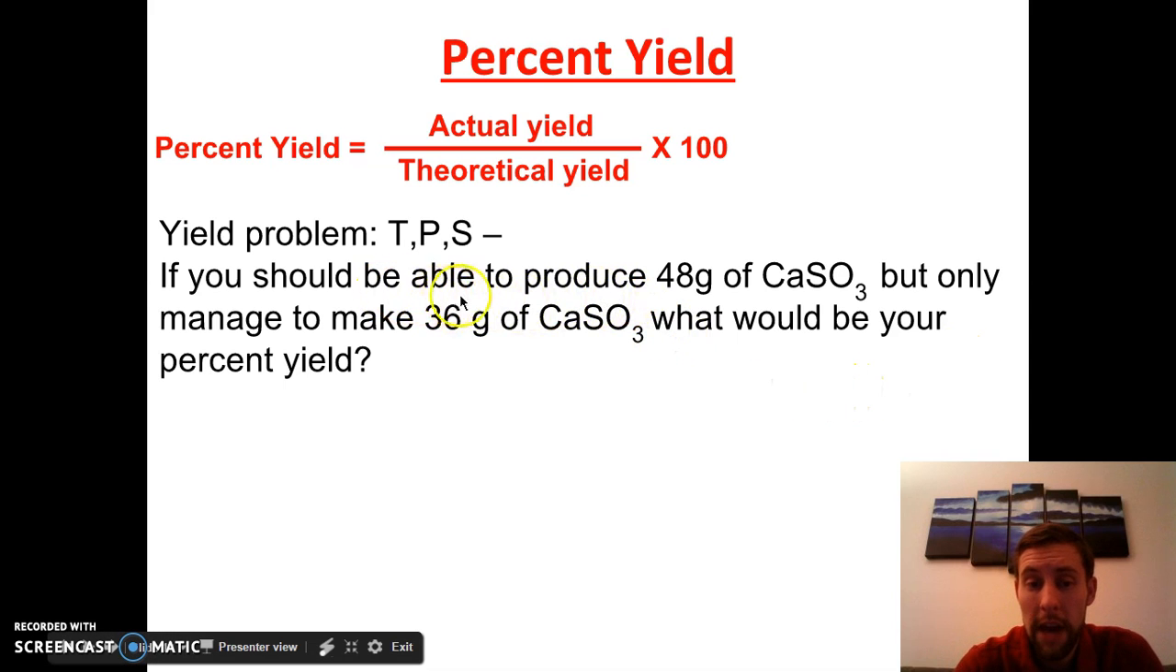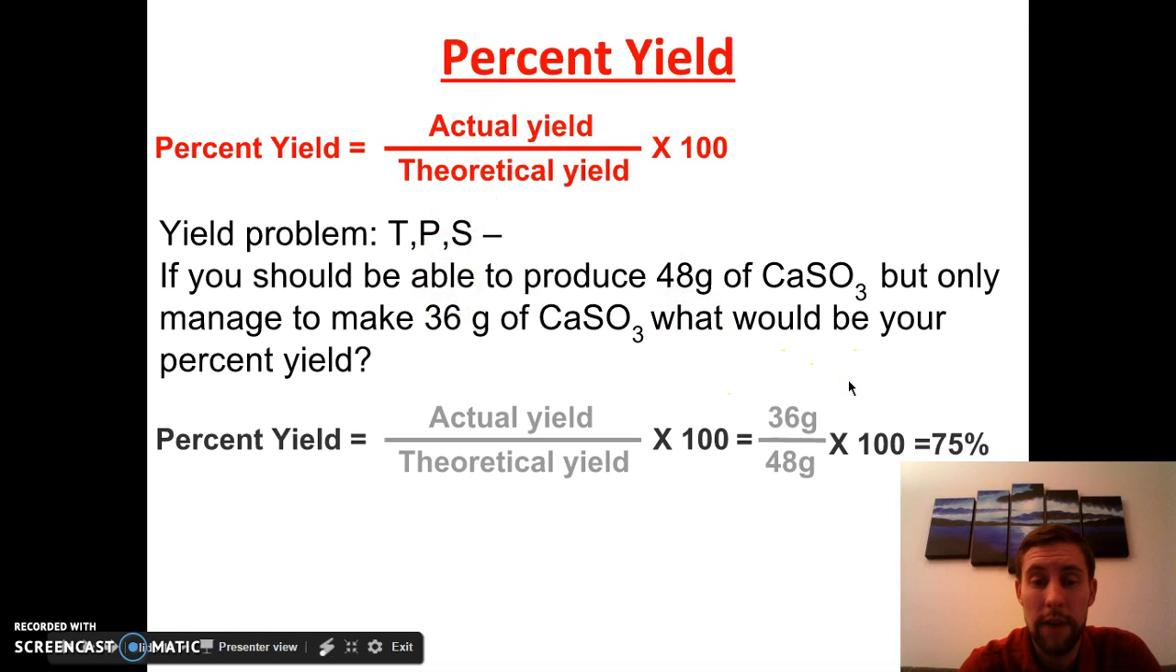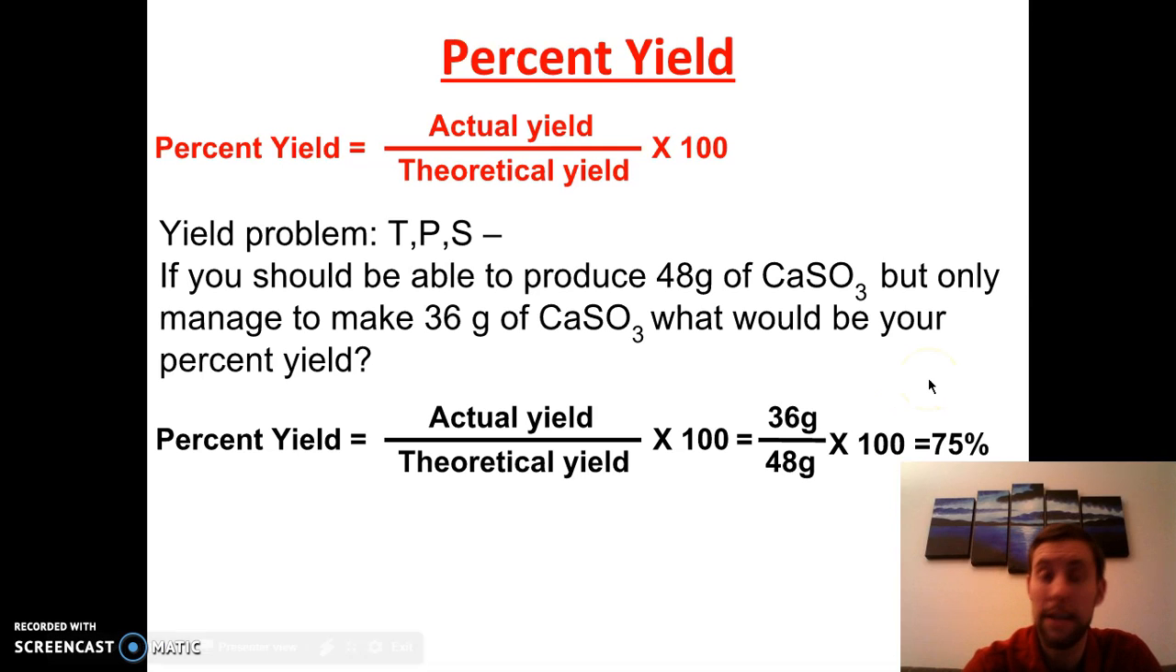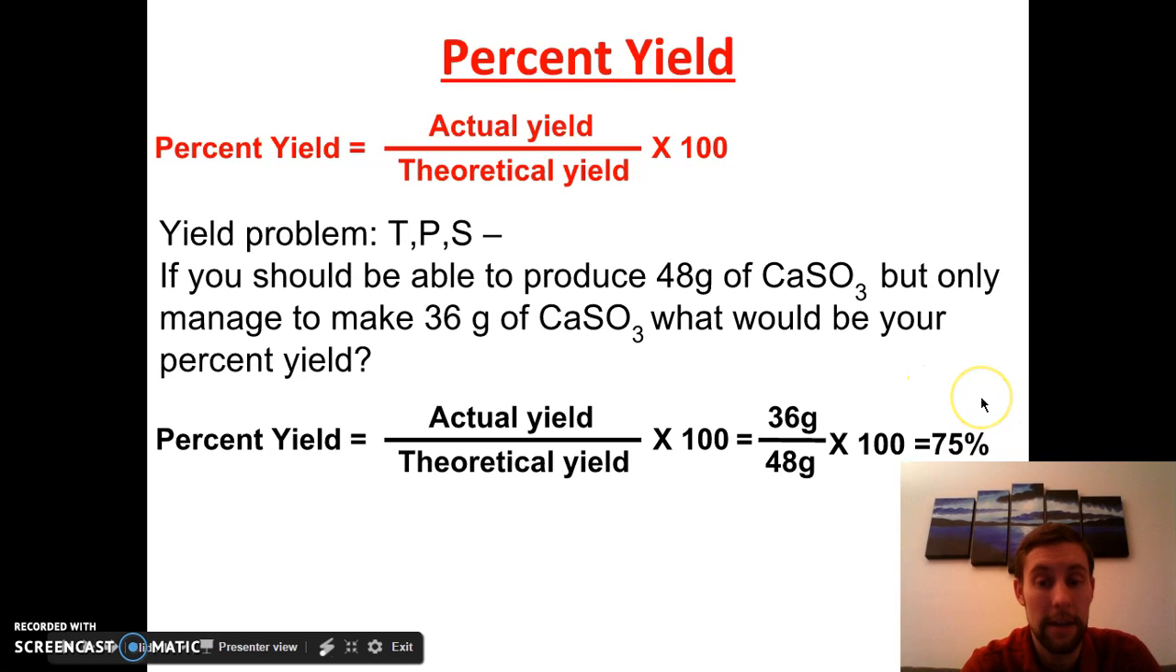Well, if you should have been able to, in theory you should be able to make 48 grams, so that'll be your theoretical yield. But you managed to make this much, that's what you actually produced. So that would be your 36 grams on top. You take 36 grams divided by 48 grams, multiplied by 100, we get exactly 75% yield. You produced 75% of what should have happened. That's about as straightforward as it gets.